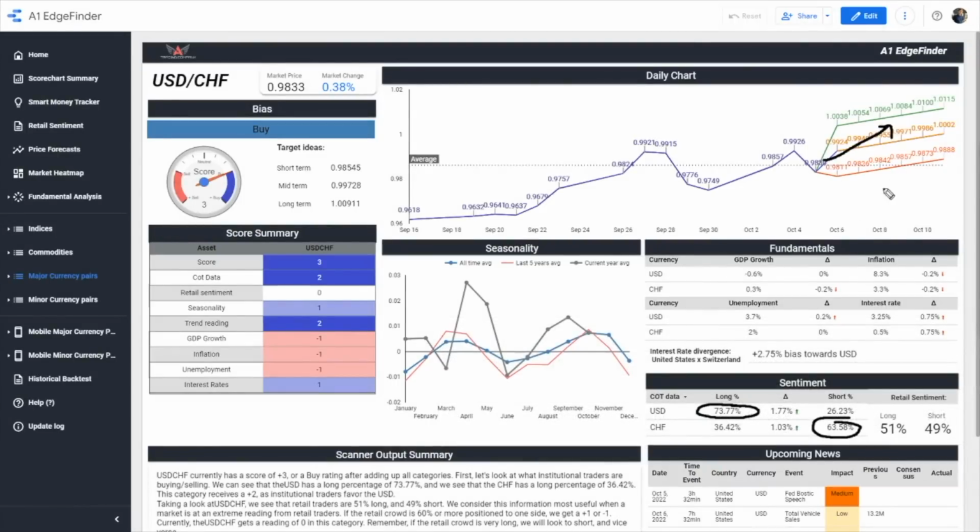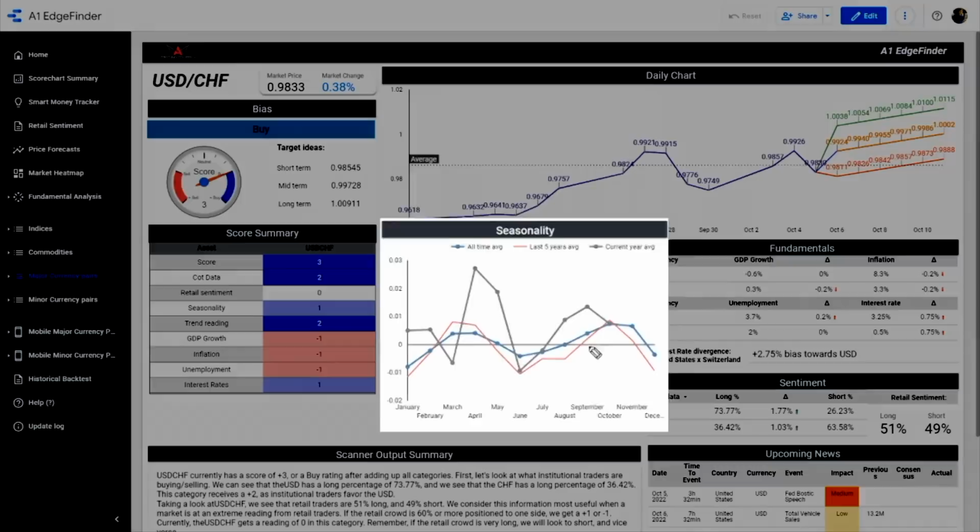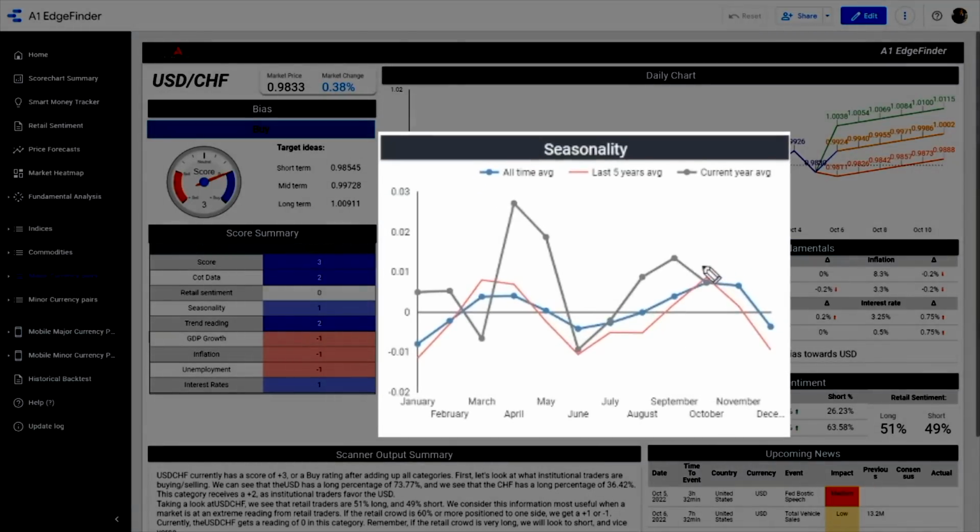We also have a nice momentum push to the upside, which is also being shown on our forecast chart. And then a couple other key metrics. For example, if we take a look at the month of October, which is the month we're in currently, we just started into the new month.